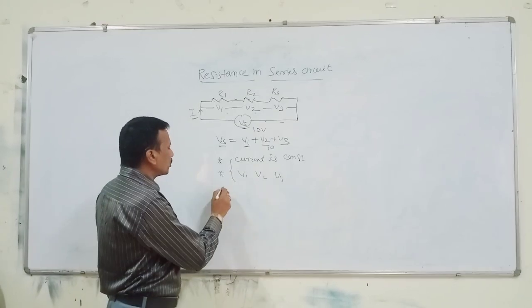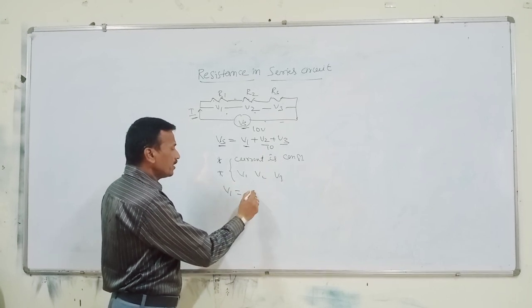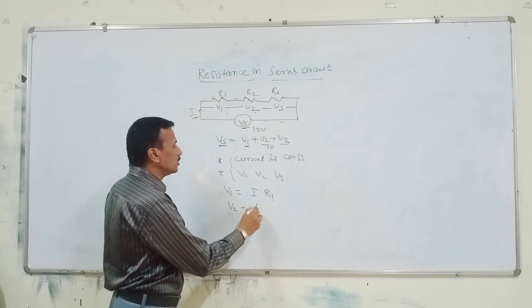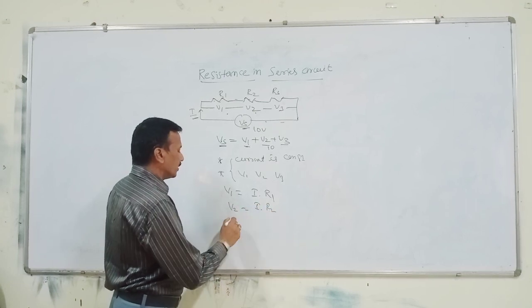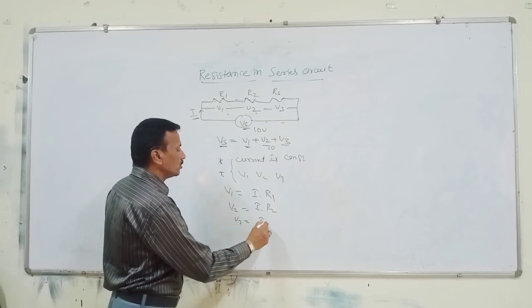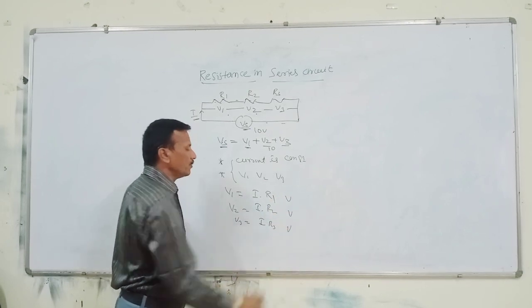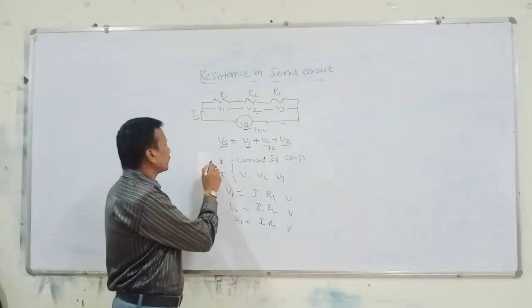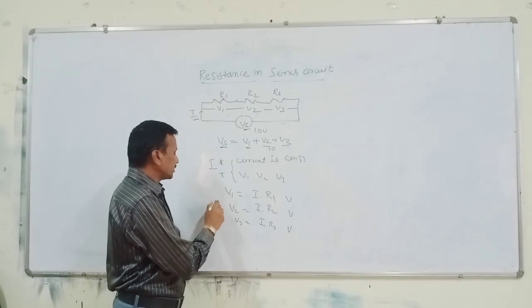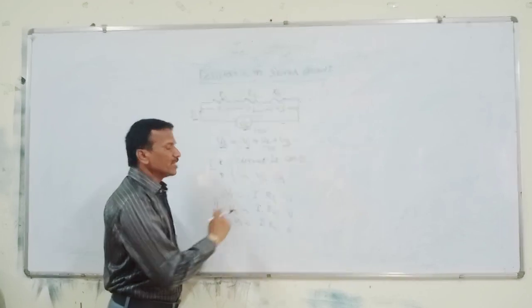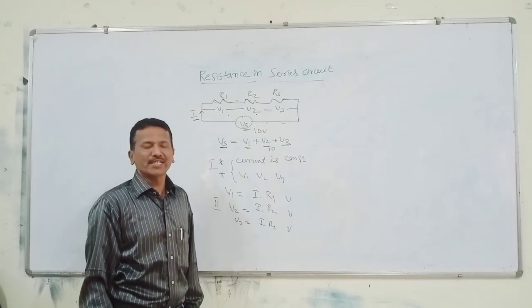Now, what is the formula to find V1? V1 is equal to I into R1 and V2 is equal to I into R2. V3 is equal to I into R3, and the unit of voltage is volts. So this is the first thing that you have to mention, and this is the second formula for the series connection. Now how to find the current is also very important here.